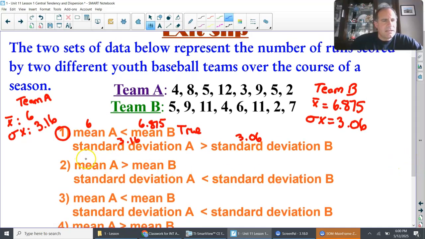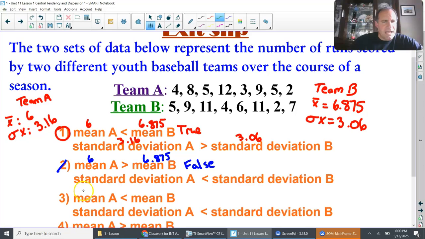The mean of Team A is 6. Team B is 6.875. So 6 greater than 6.875, this is false. No need to check the rest of it.